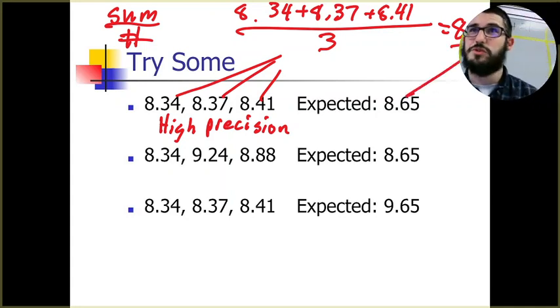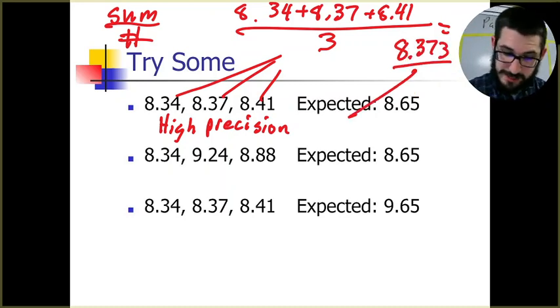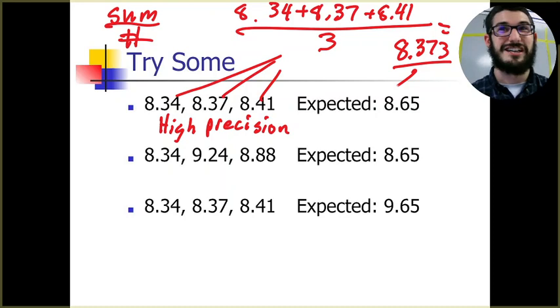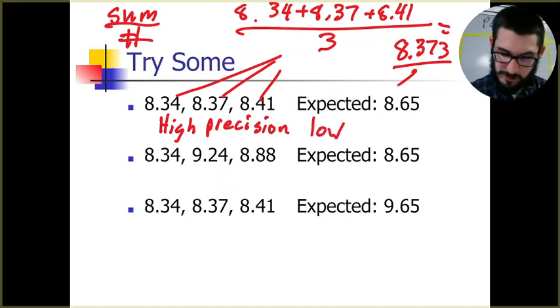Is that close to my accepted value? Sorry, that's off the screen. Is that close to my accepted value? And it isn't super far off, but it's definitely not close. So I would say somewhat low accuracy.